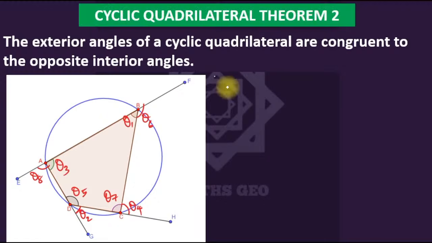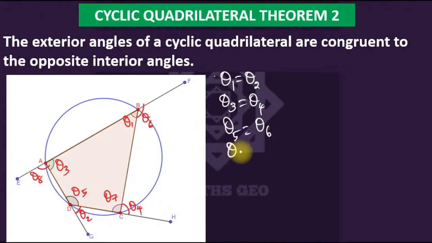So we are saying that theta 1 is equal to theta 2. That's what the theorem is saying. Theta 3 is equal to theta 4. Theta 5 is equal to theta 6. And finally, theta 7 is equal to theta 8. So interior equals opposite exterior. So that's what the theorem is saying. So let's prove it.